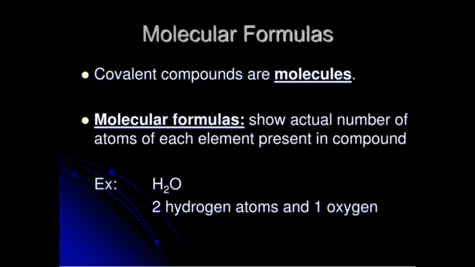Okay, so let's look at molecular formula. Covalent compounds are molecules. Take note of that. Therefore, they are going to have a molecular formula. This molecular formula shows the actual number of atoms of each element present in the compound. For instance, in nitrogen, it is clear that we have a molecule. In H2O, it shows that we have two hydrogen atoms and one oxygen atom combining together.